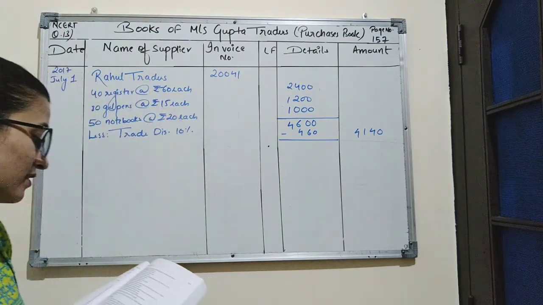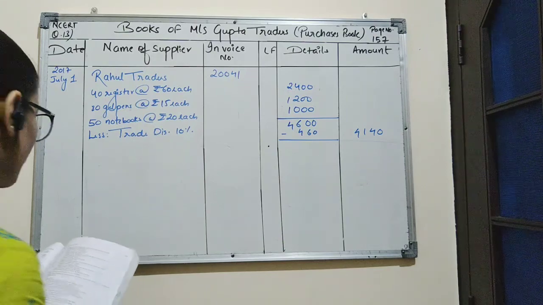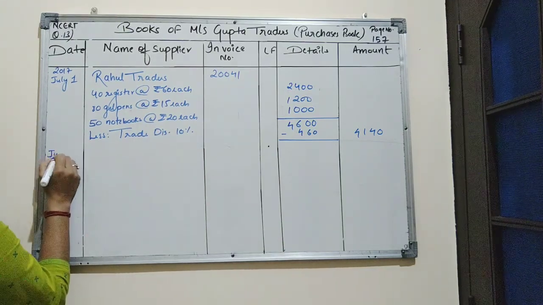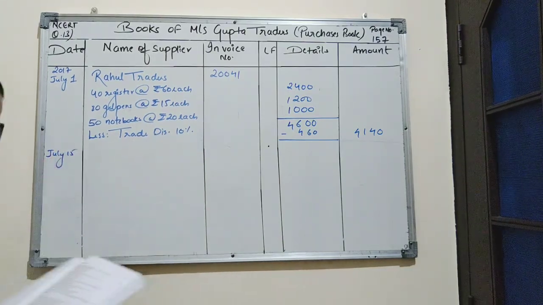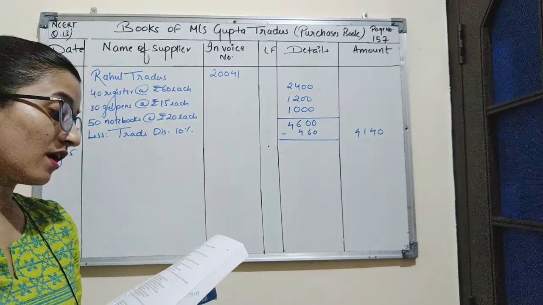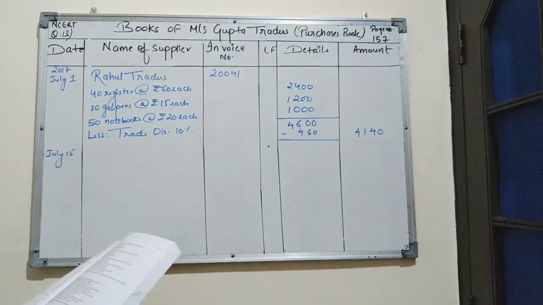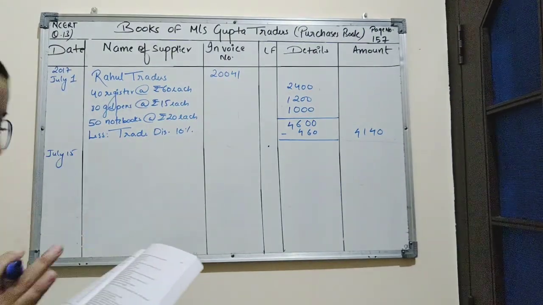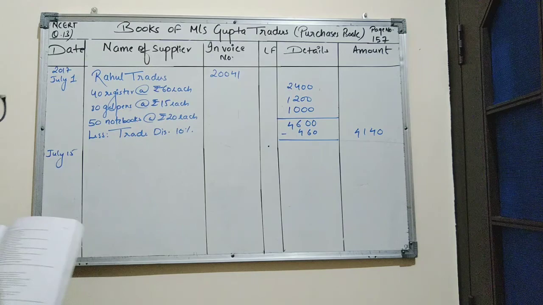Now, the next date is 15th of July. On July 15, bought from Global Stationers as per invoice number 1132. So the name of the supplier here is Global Stationers.